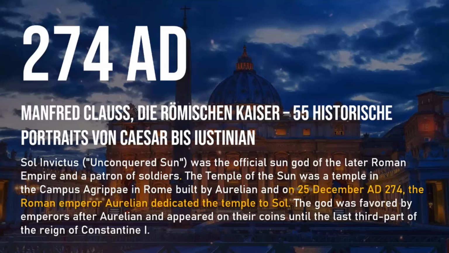The god was favored by emperors after Aurelian and appeared on their coins until the last third part of the reign of Constantine I. So look at the dates here. Christmas didn't exist until the 3rd century. If we take a look here in 274, one of the Roman emperors, this is Aurelian, he dedicated a temple to Sol, which was a sun god. And he dedicated the temple to the sun god Sol on December the 25th. That's extremely close to when they started to first celebrate Christmas, because it was 350 AD when they said that they had ruled that Christmas was to be observed.